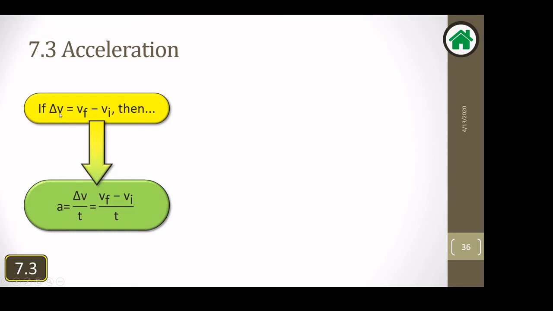Now, remember we said that delta v is equal to vf minus vi, the final velocity minus the initial velocity. So we can change this formula a little bit. We can say if a is equal to delta v over t, then a is equal to vf minus vi over t. This is actually the more useful formula to use, so when we solve word problems with acceleration in just a minute, we'll probably be using this formula more frequently than we'll be using this formula.